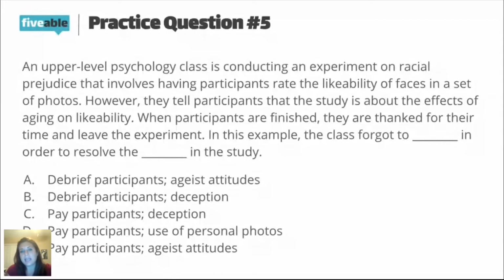Deception is like lying to them. Ronak asked a question about deception, and basically, yeah, you can lie to people when you're doing an experiment as long as after the experiment's over, you tell them what the lie was. They can't go on continuing to believe that lie forever. So the deception part is okay as long as it's debriefed afterwards.